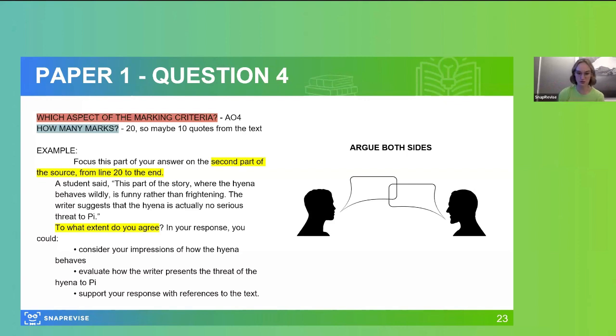To what extent do you agree? In your response, you could consider your impressions of how the hyena behaves, evaluate how the writer presents the threat of the hyena to Pi, and support your response with references to the text.